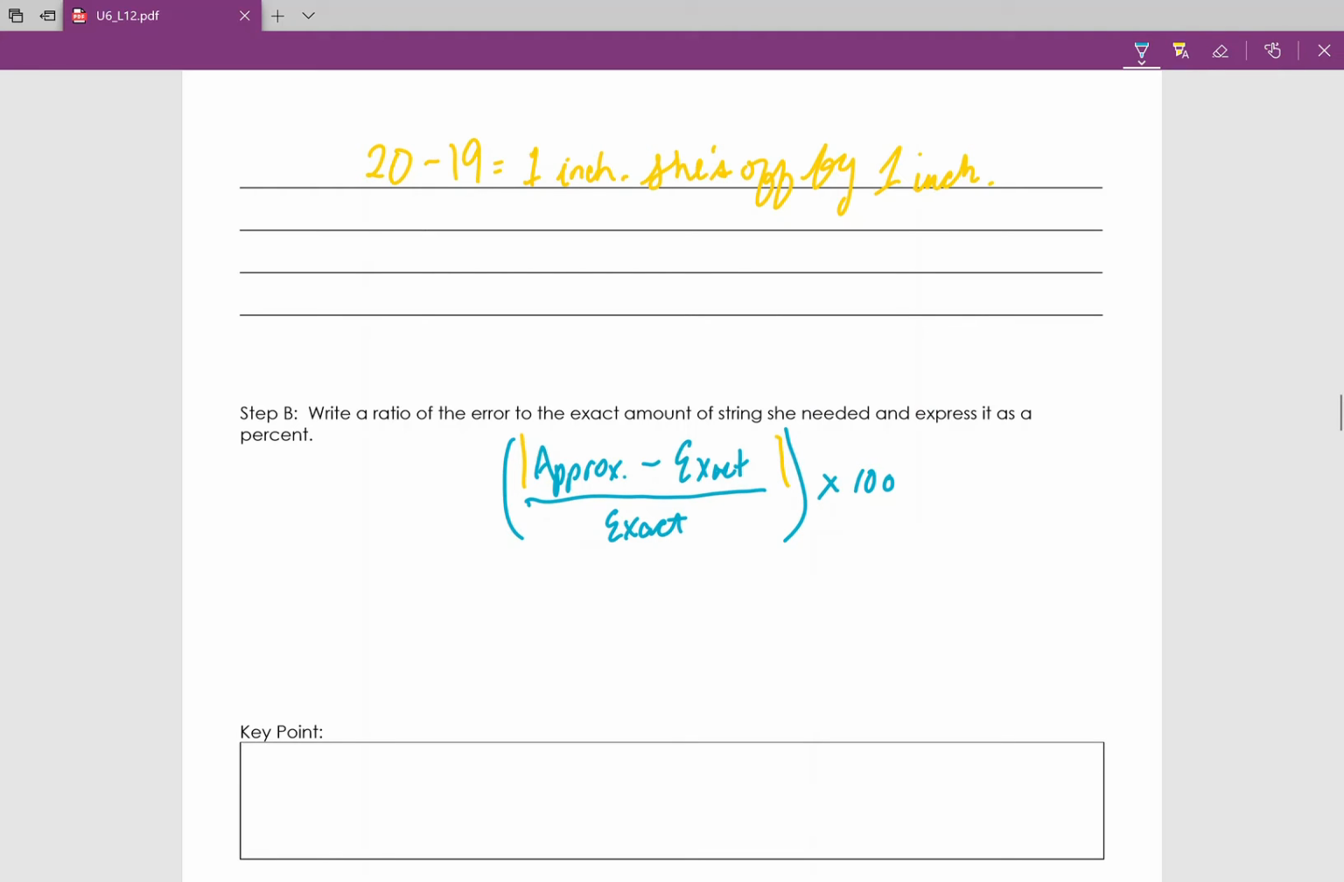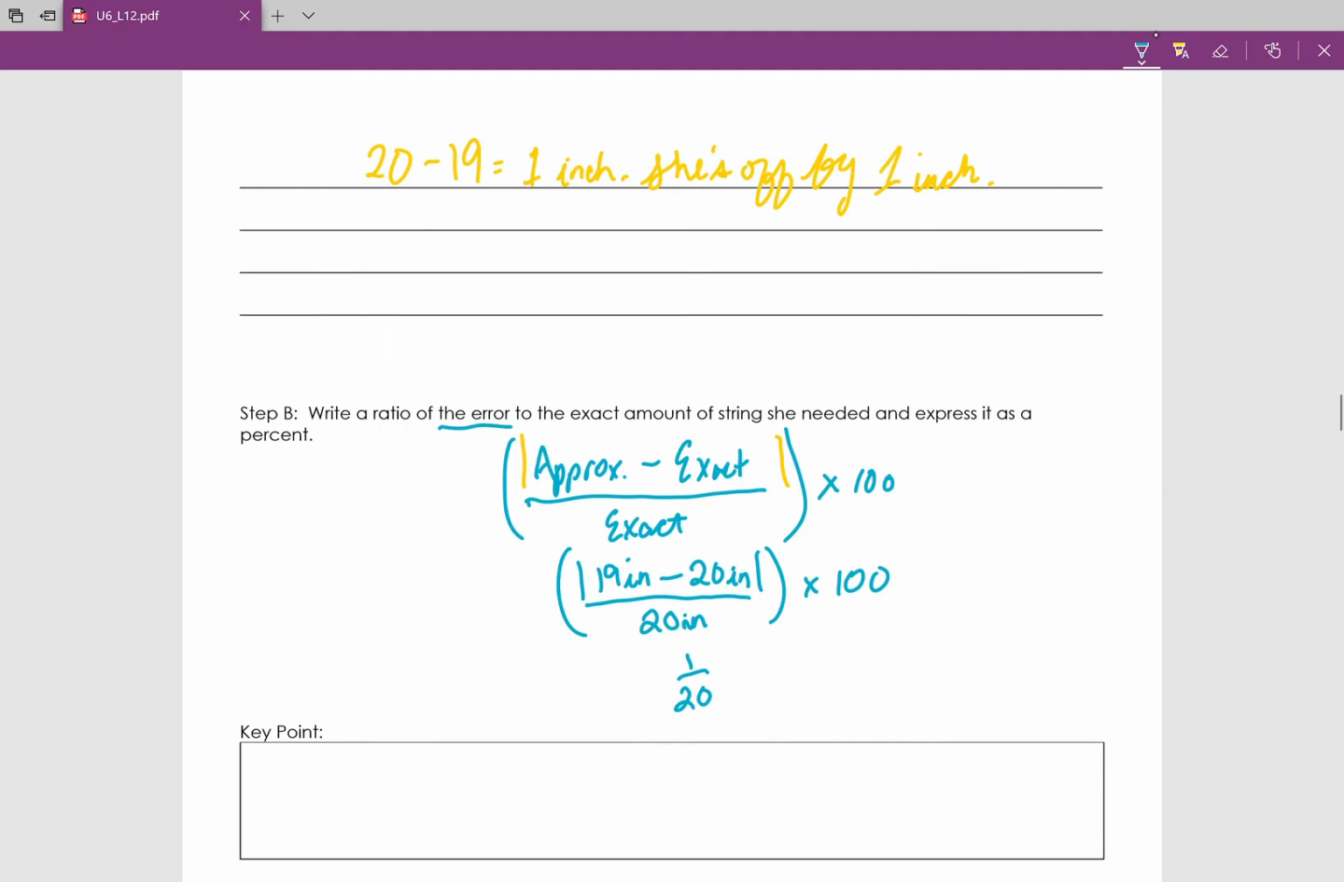So our approximation was 19 inches. I'm going to substitute that in. Then our exact is supposed to be 20 inches. Take the absolute value of that over 20 inches and multiply it by 100. So when we do that, we get the absolute value of -1, which is 1 over 20, which is exactly the ratio that they're asking for.